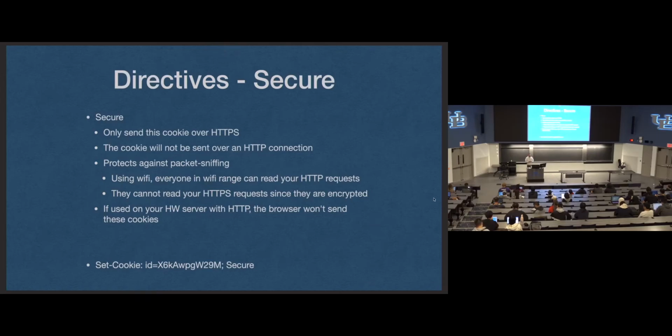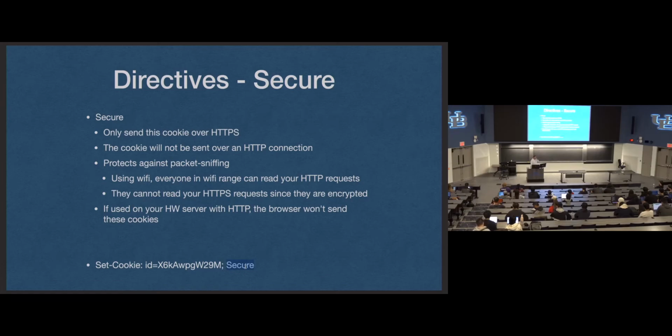Another directive is the secure directive. If you have the secure directive set, that cookie is only going to be sent over HTTPS connections. Usually you want to set this for auth tokens. You don't want somebody accidentally sending it over an HTTP connection. Then it's out there in plain text, out there in the air. Anybody can grab that packet out of the air and read your authentication token, which is bad news.